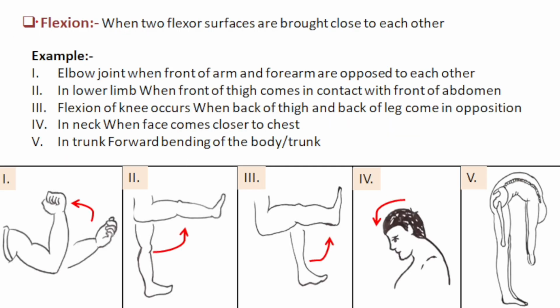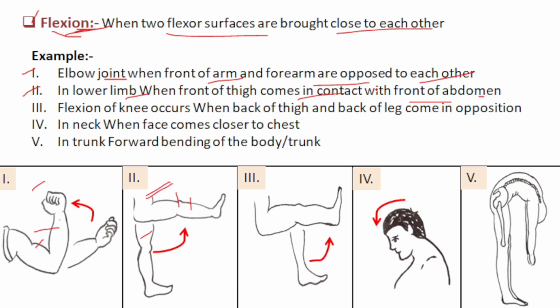Let's start with flexion. When two flexor surfaces are brought closer to each other, this movement is called flexion. For example, the elbow joint. When the front of the arm and forearm are opposed to each other, you see in the first picture that the front of the arm and the forearm are closer to each other, and this movement is called flexion. Then in the lower limb, when the front of the thigh comes in contact with the front of the abdomen, you see in this picture that when the thigh comes closer to the abdomen, it is called flexion.